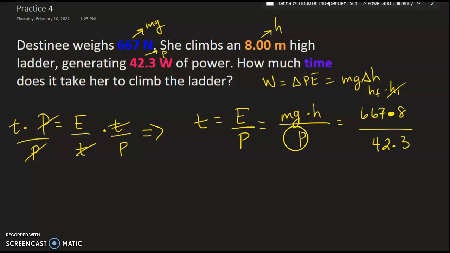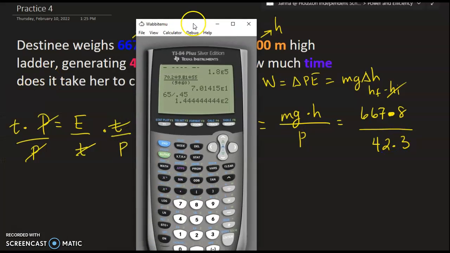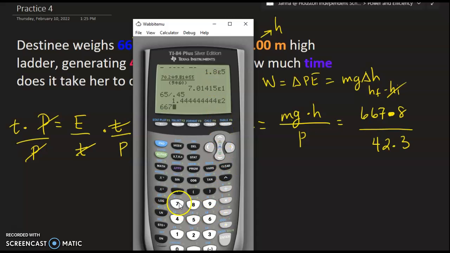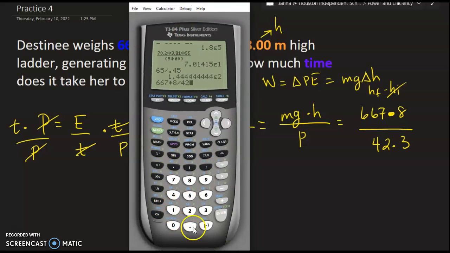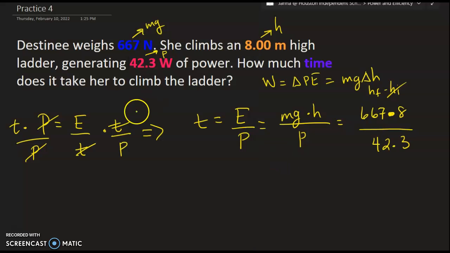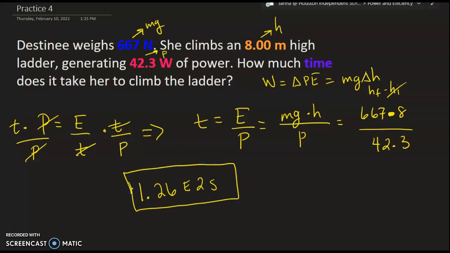42.3. I grab the calculator. 667 times 8 divided by 42.3. And this is 126 or 1.26 E2 seconds. This is the SI unit. Takes her a while to get up the ladder. 8 meters is quite high.